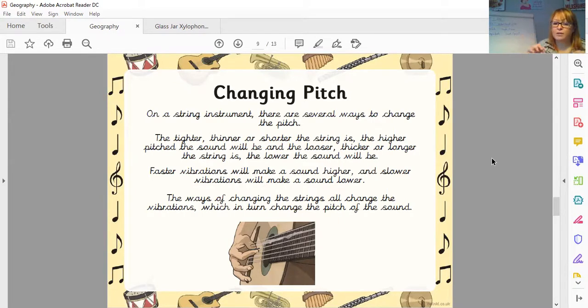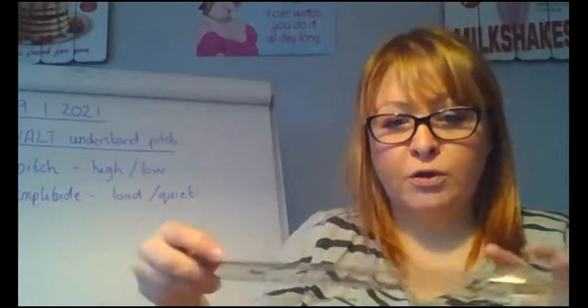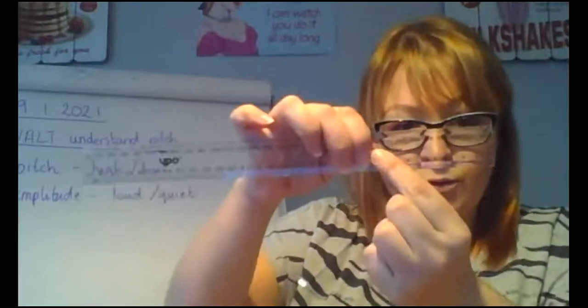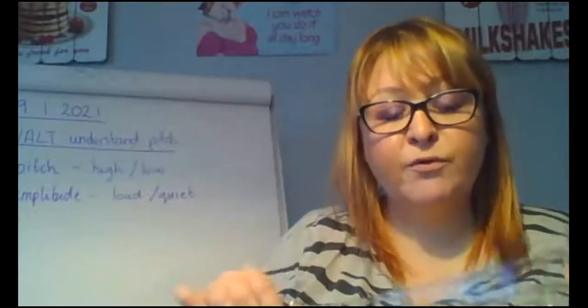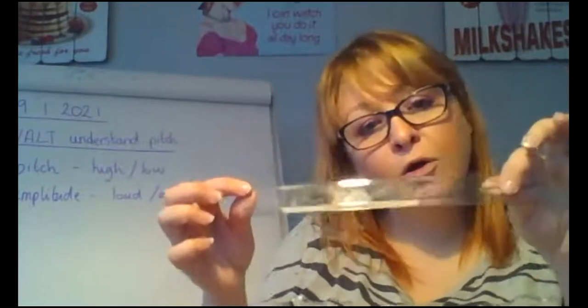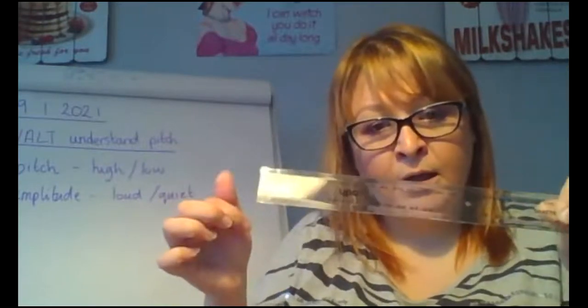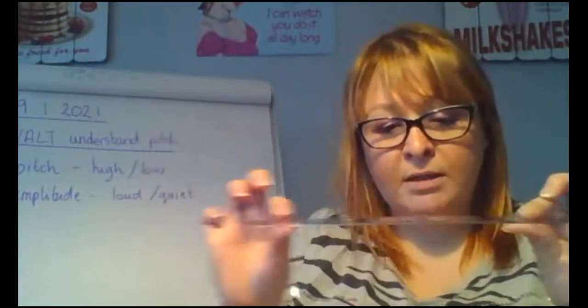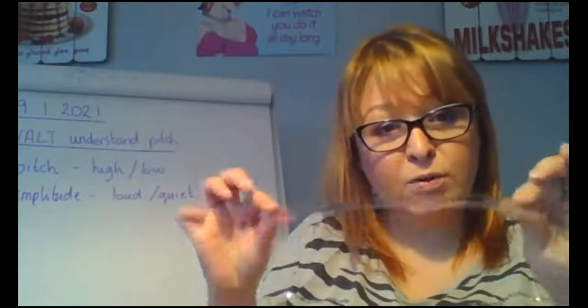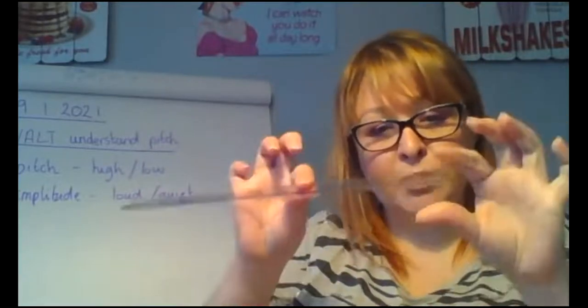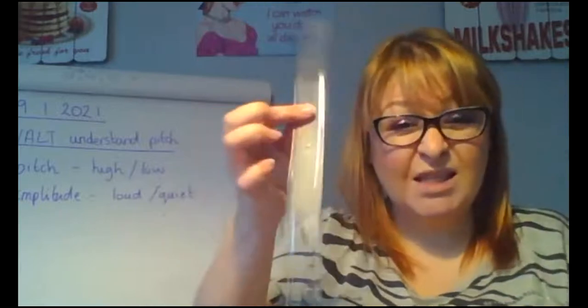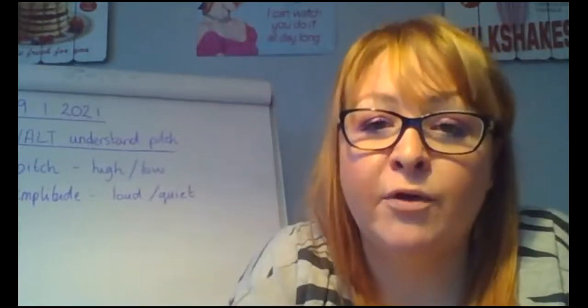He also demonstrated that with the ruler, the faster vibrations made the sound higher. So when the ruler was shorter and he used just the little bit of the ruler, it was higher because it moved quicker. And when he used the longer bit of the ruler, it was lower because the ruler was longer. It went slower. It's quicker when it's smaller. You can investigate that with a ruler at home if you want to.